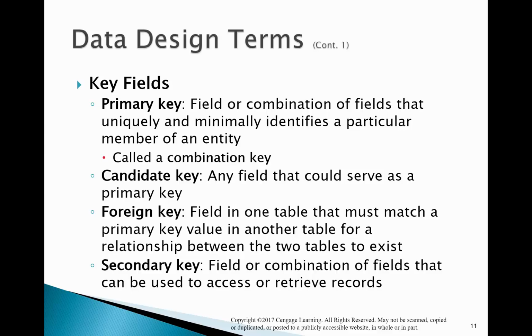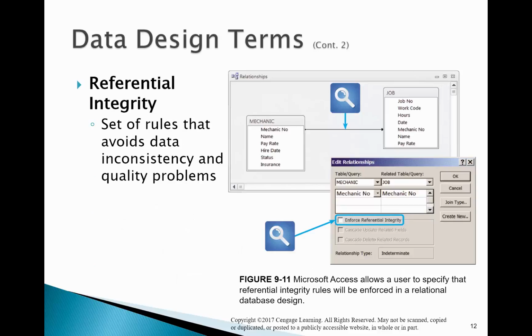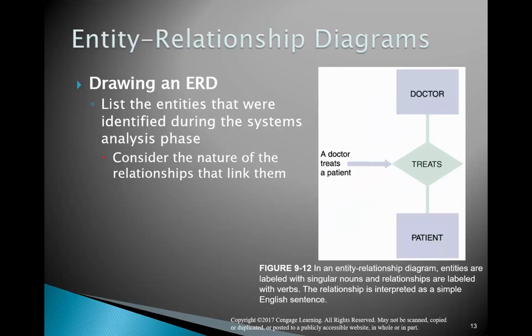A candidate key can be any field that can serve as a primary key. So you can kind of think about this. A foreign key and then a secondary key. I'll let you look at the definitions of those. Referential integrity: normally when you're setting up a database, you would enforce that. What does that mean? It allows a set of rules to be enforced. If that is not checked, then you can have some problems with this. And so without going any deeper than that, it would allow you to check those.